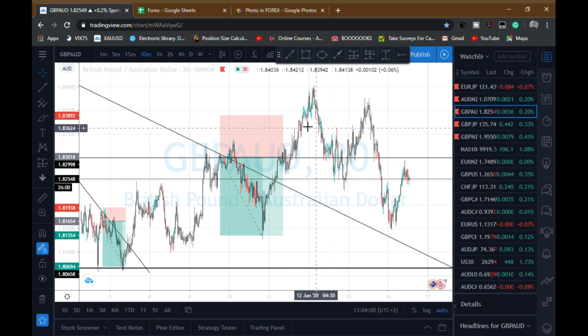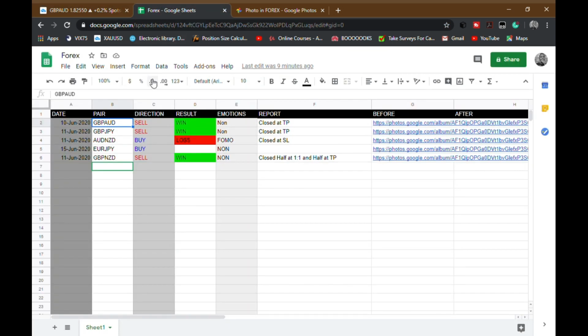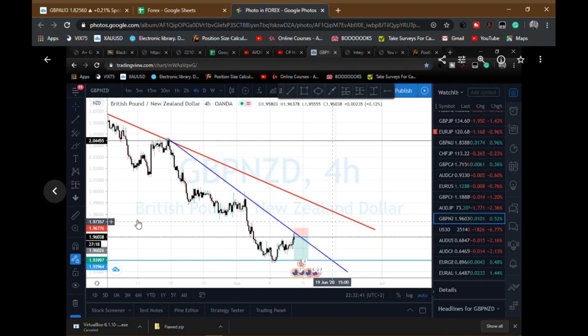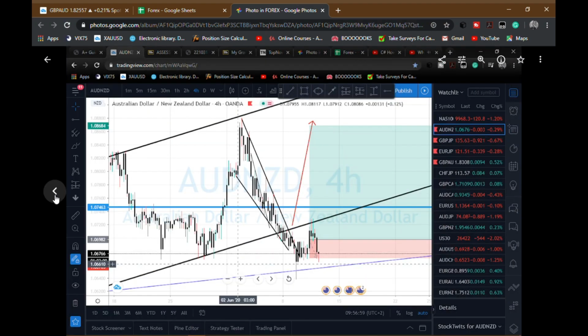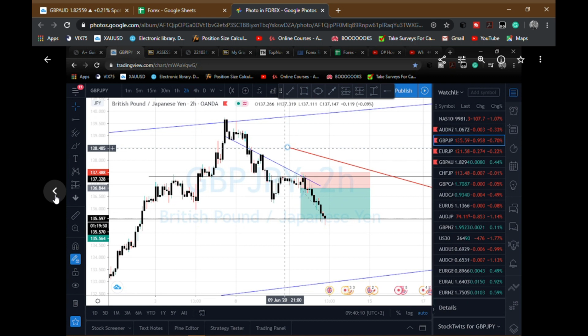So the next trade was GBPJPY. It was a sell, it was a win. Let me check the picture. Yeah, this is the trade. So basically, you see it's simple how I trade. There's this trend line, it was respected here, here, and here. I expected it to get respected here also.